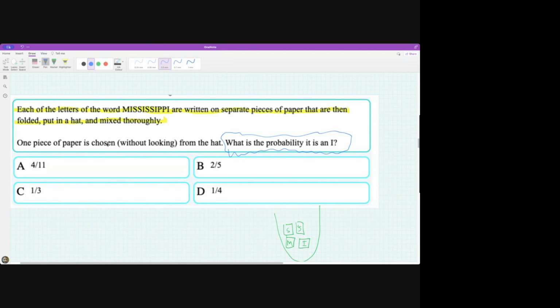So let's have a look. How many possible options? We have 11 possible options. How many of them have an I? 1, 2, 3, 4. So there is a 4 in 11 chance of getting an I. So the answer is A. And if I look at the chat, A's are coming through. Fantastic. All right, I'm going to change the question now.